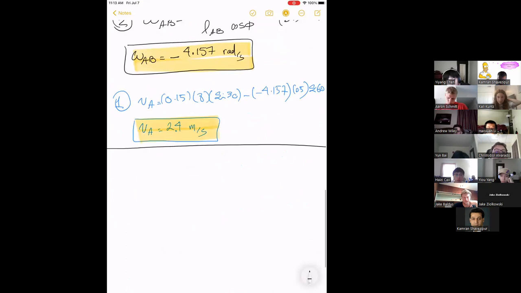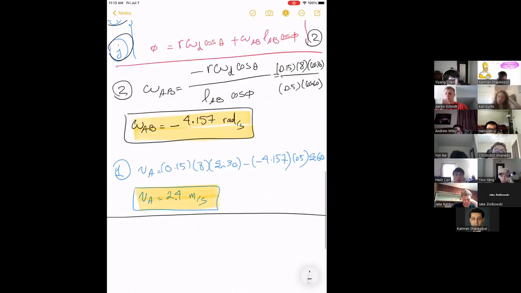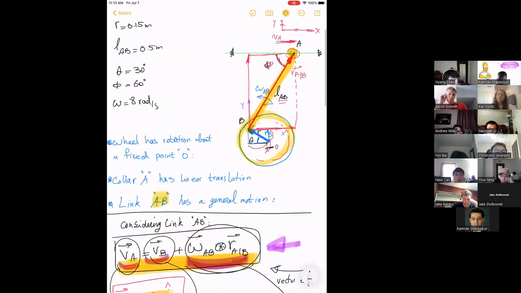Now we're going to do the exact same thing for acceleration. Again, if you look at this mechanism, let me clean this a little bit because we need to bring it down.